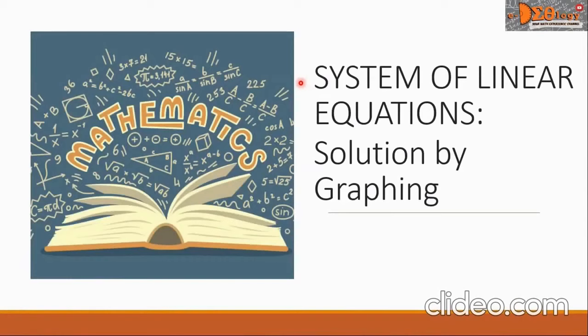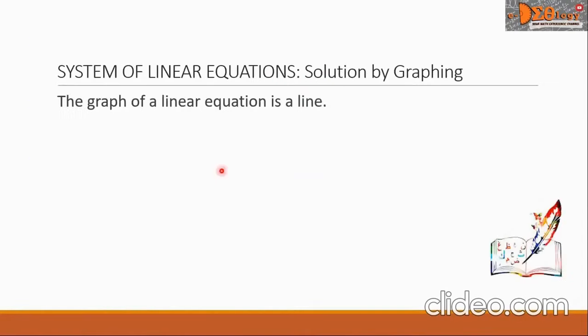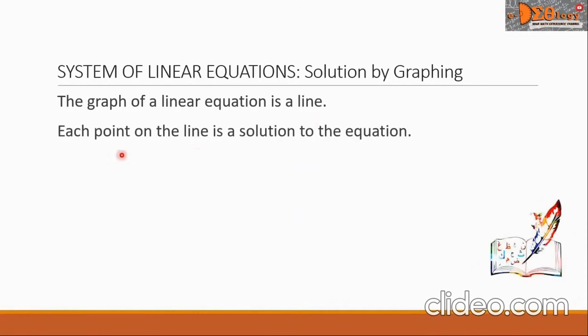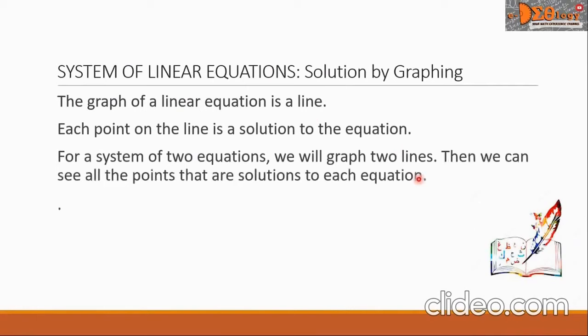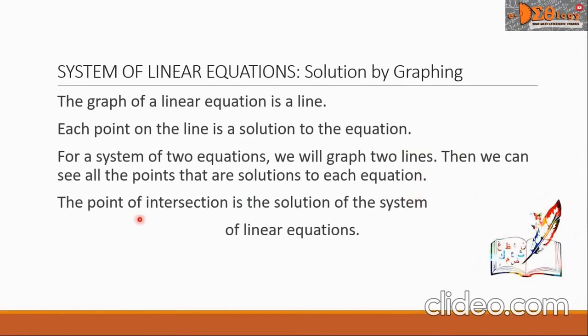Hi everyone. Today we're going to study system of linear equations, and we're going to solve this by graphing. The graph of a linear equation is a line. Each point on the line is a solution to the equation. For a system of two equations, we will graph two lines. Then we can see all the points that are solutions to each equation. The point of intersection is the solution of the system of linear equations.